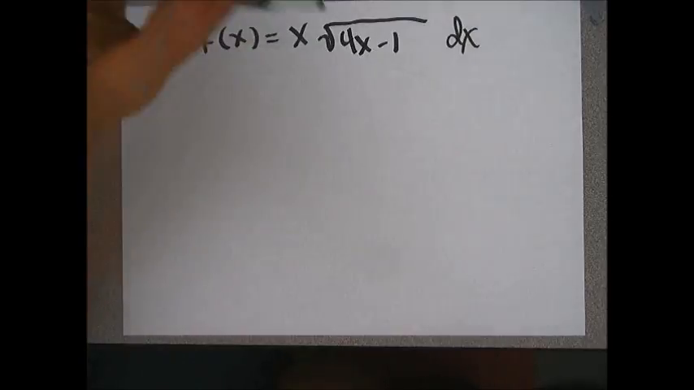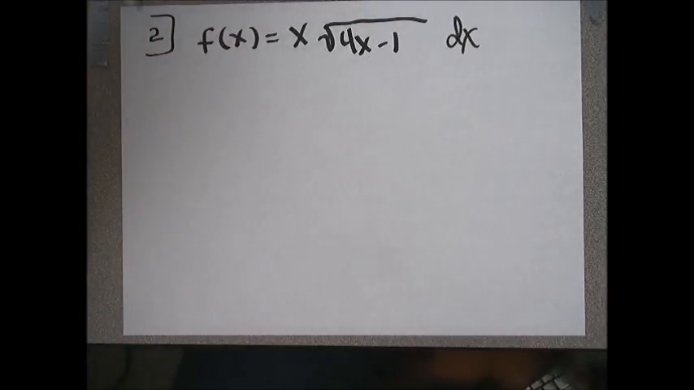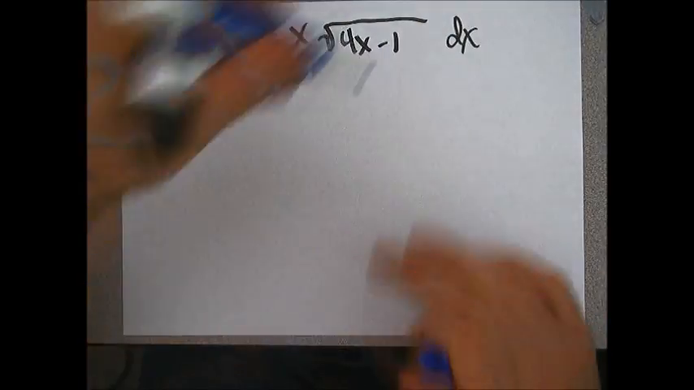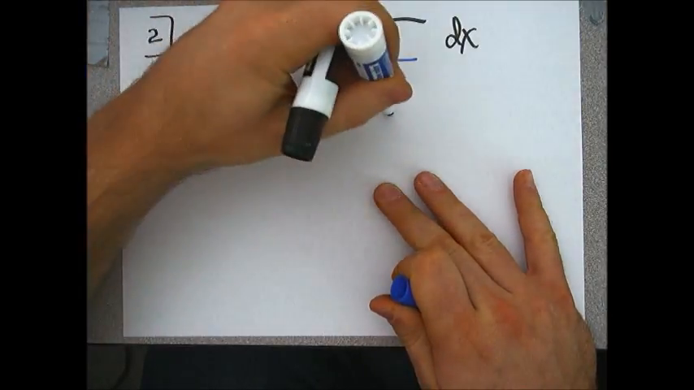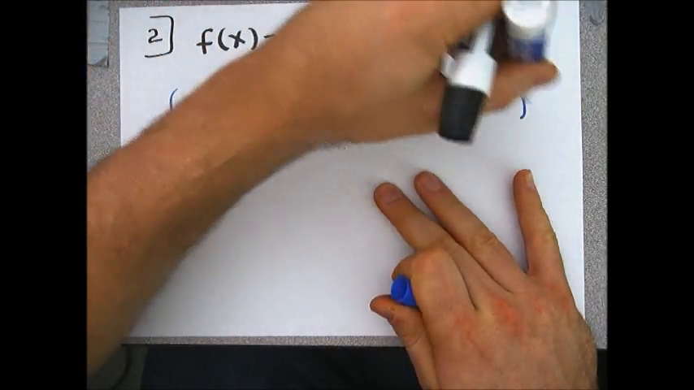Okay, for number 2, they want you to find the derivative. I don't have the directions written here, but on your packet it says find the derivative. So to do that, you need a product rule. You have 2 things. You have 1, you have 2.